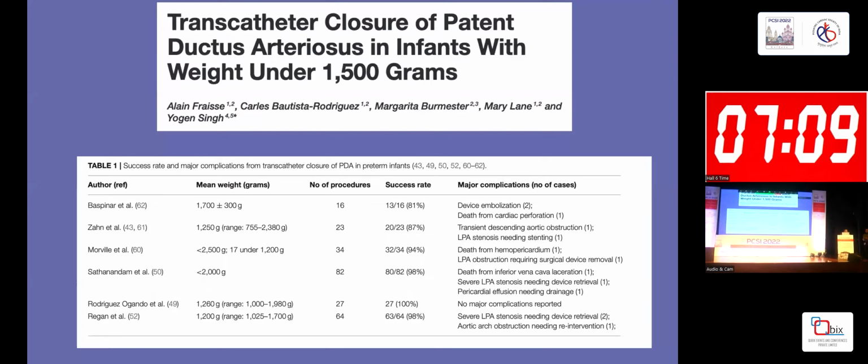So this article tells you about ductal closure in children weighing less than 1,500 grams. The most important complications are duct embolization, significant LPA stenosis, and bleeding leading to a hemopericardium. So these things can happen, and you've got to manage them.